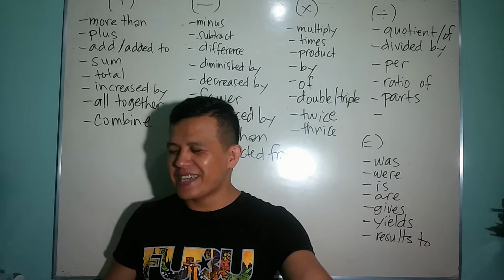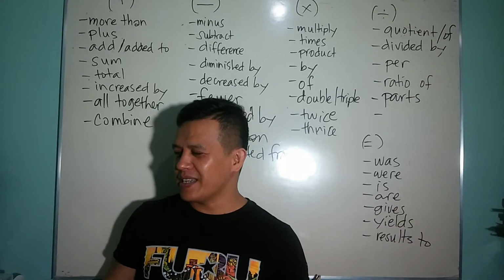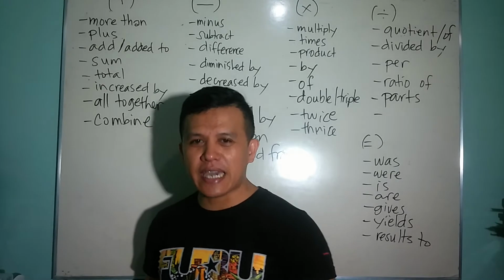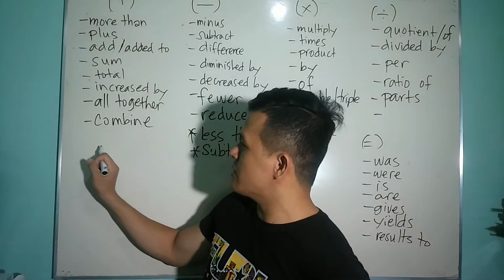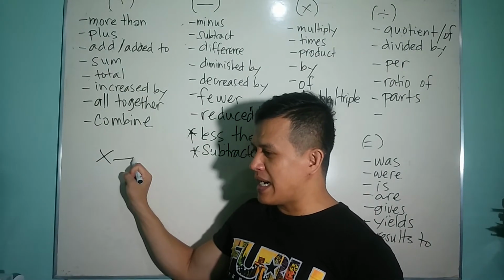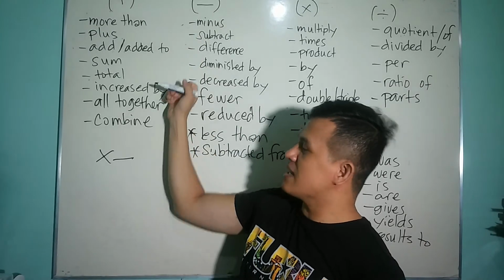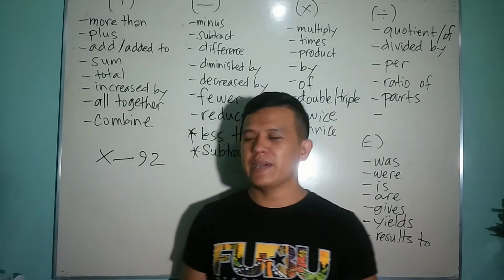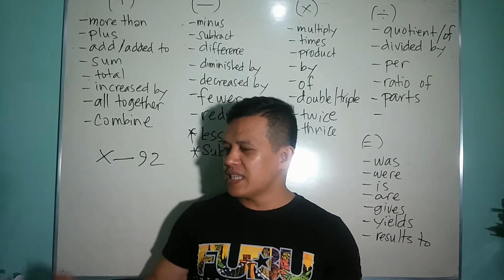Okay, now let's try to translate English sentences or phrases or sentences to mathematical expressions. Okay, so a number decreased by 92. Of course, when I say a number, always represent it with a variable. Any variable will do. So we have a number decreased by. Okay, so decreased is here. Decreased by 92. Just like that. Okay, x minus 92.